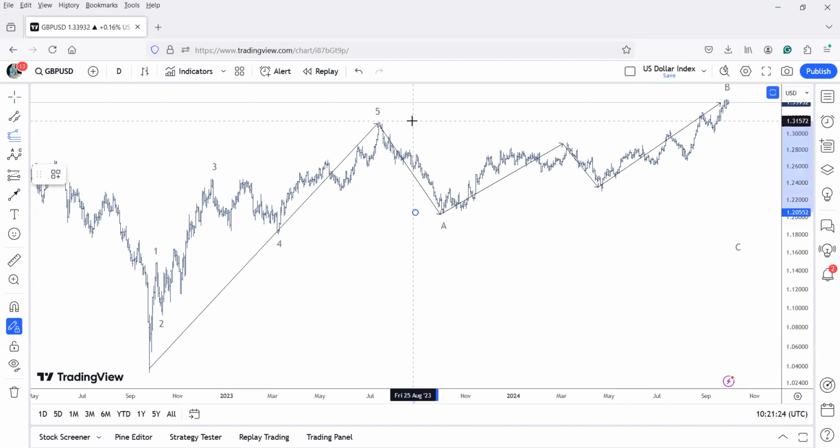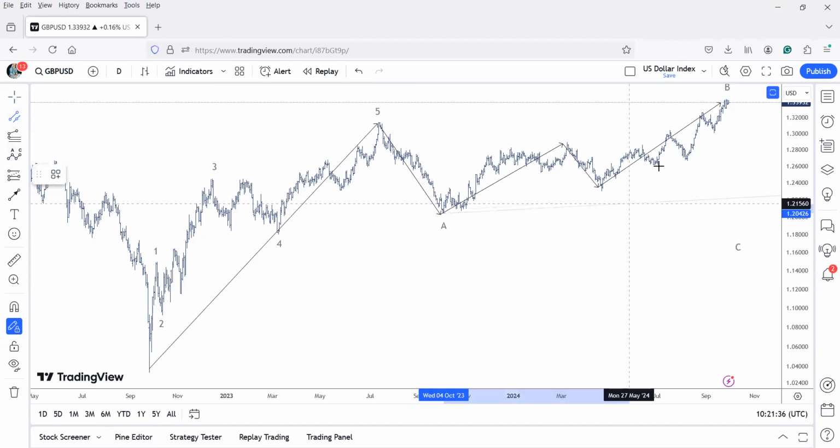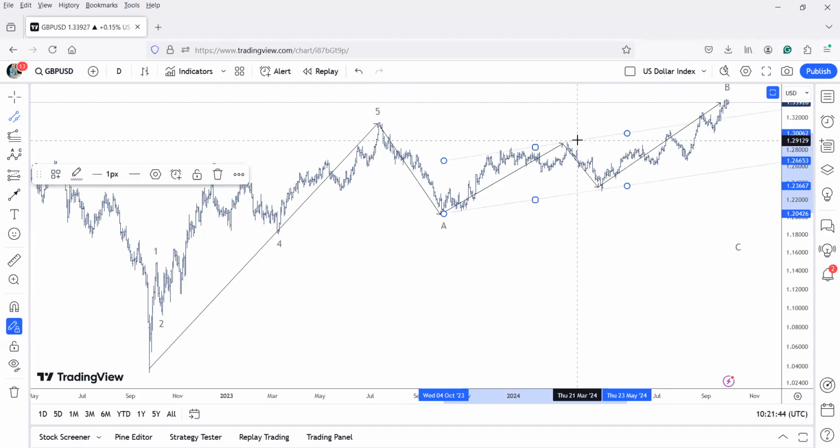This cost to be the 38.2%, slightly below. If that is the case, even the parallel channel might be testing resistance right now. Let's check out if it is a WXY through. It's already tested and pushed higher.